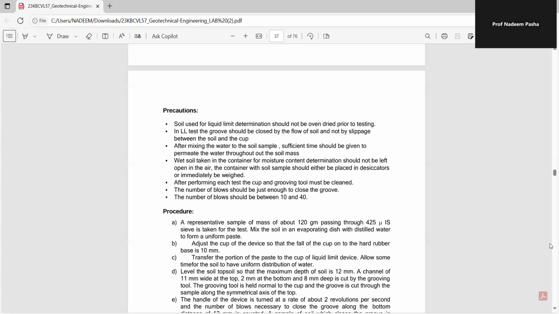After performing each test, the cup and grooving tool must be cleaned. The number of blows should be just enough to close the groove, and the number of blows should be between 10 and 40.